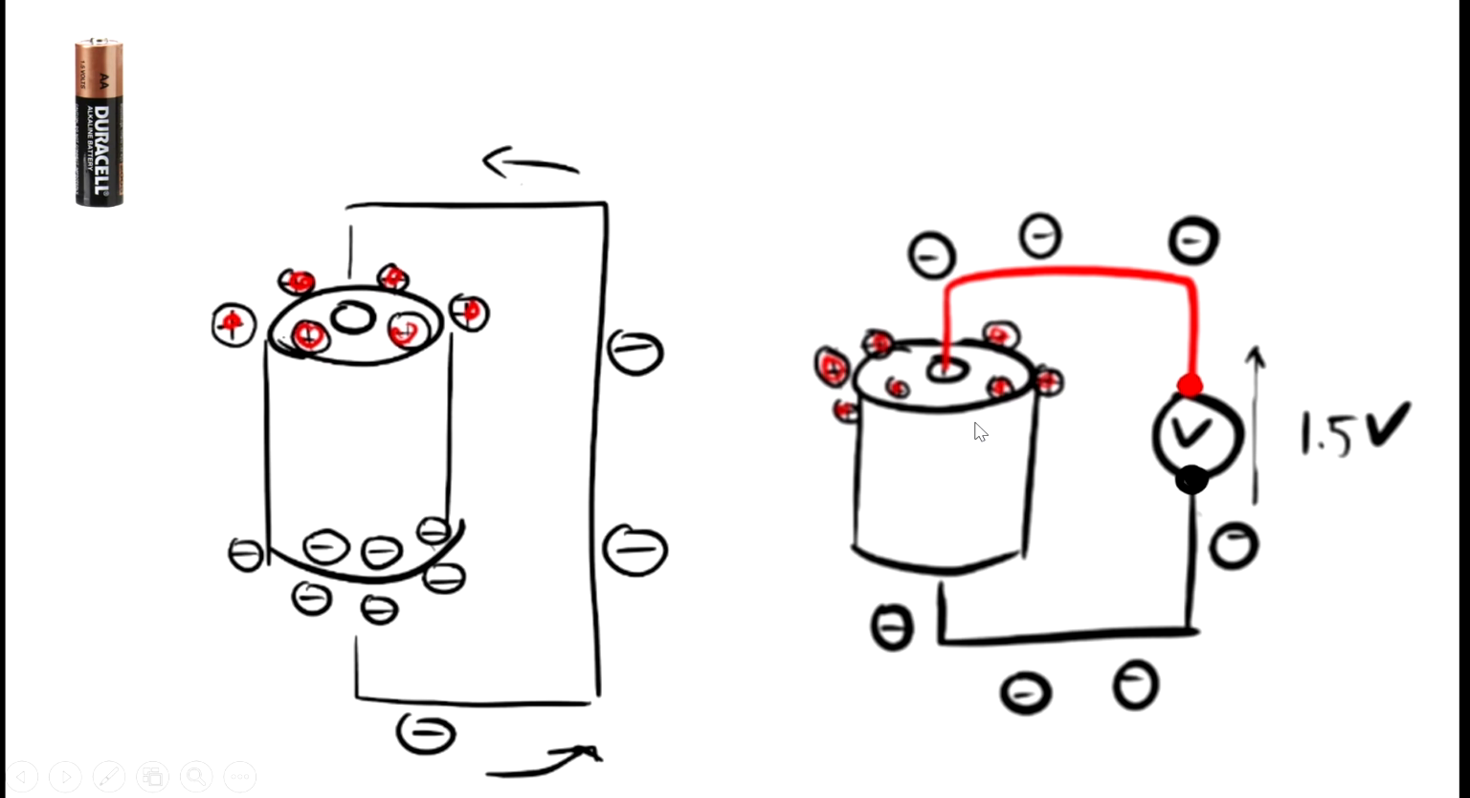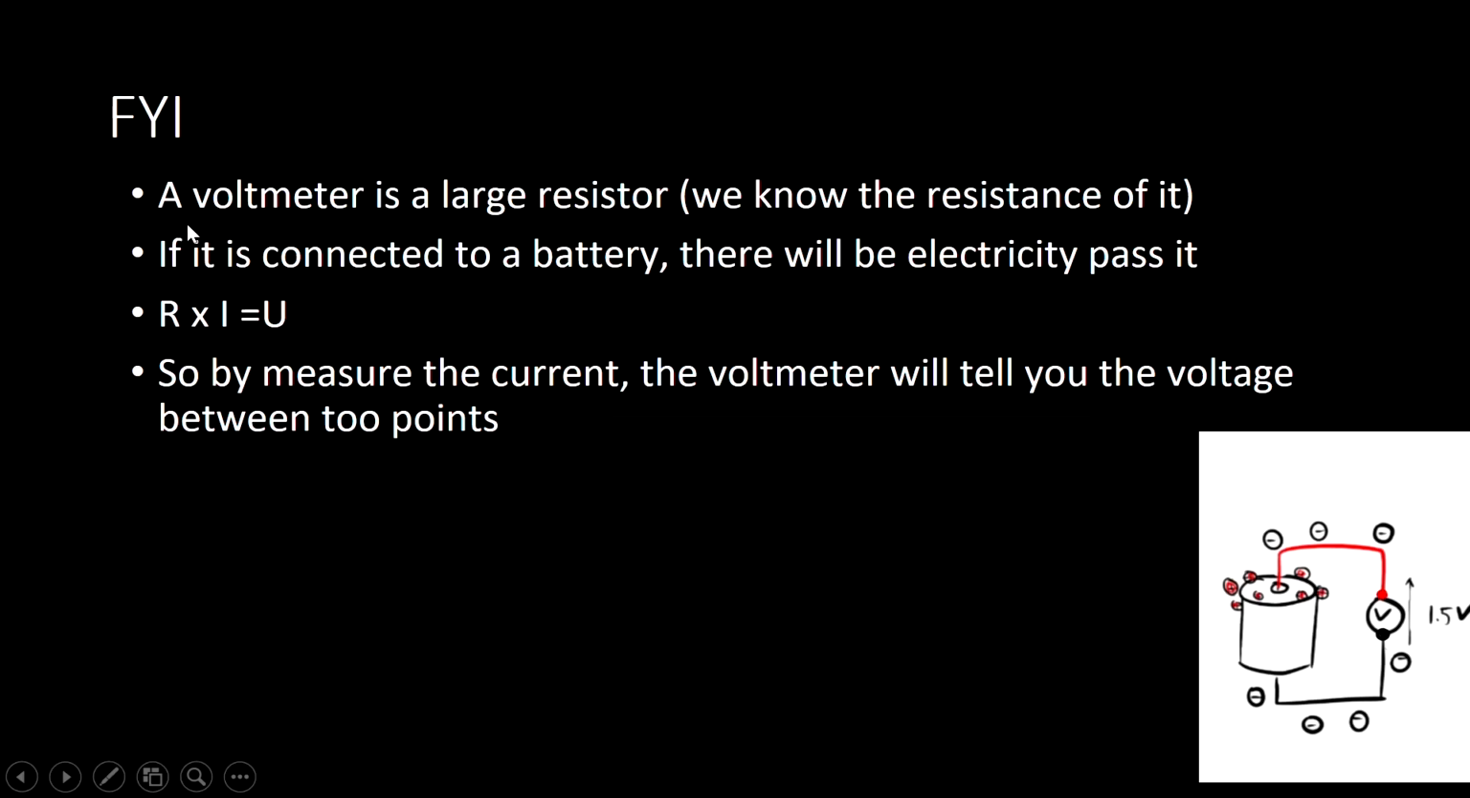Okay, here's a question. How does the voltmeter work? A voltmeter is a large resistor, and we already know the resistance of it. Why does it have to be a very large resistor? Because in most cases, when you're measuring voltage, you connect your voltmeter to a battery, and if the resistance is not large enough, a lot of current will go through, and that's going to damage your voltmeter. So all voltmeters have super large resistance. And because we have Ohm's law, we know the resistance of our voltmeter, so we can measure the current that goes through the voltmeter, and then we can calculate the voltage that we're measuring.